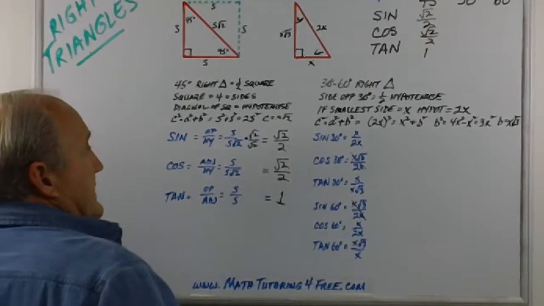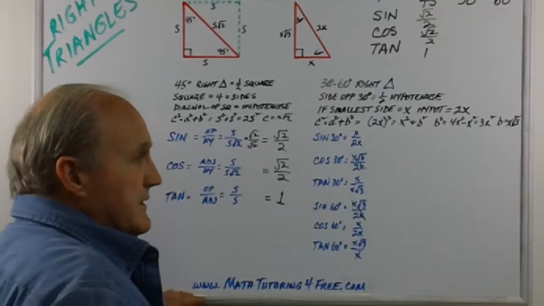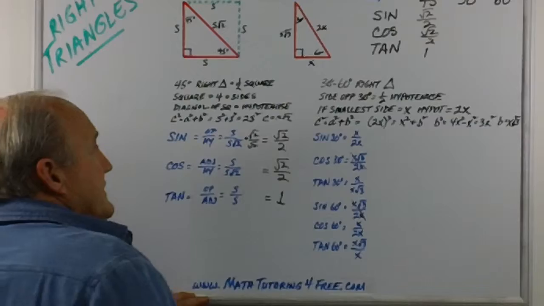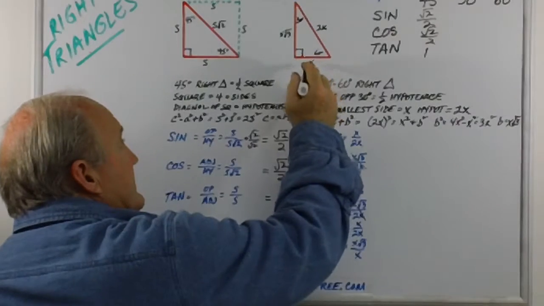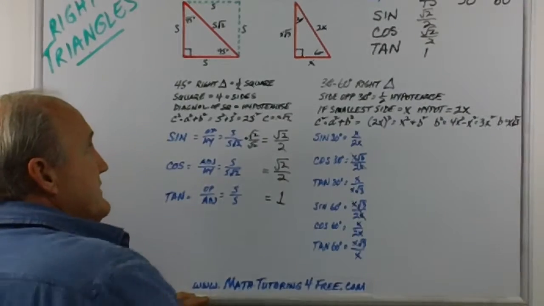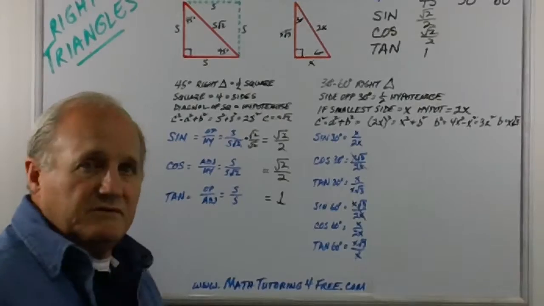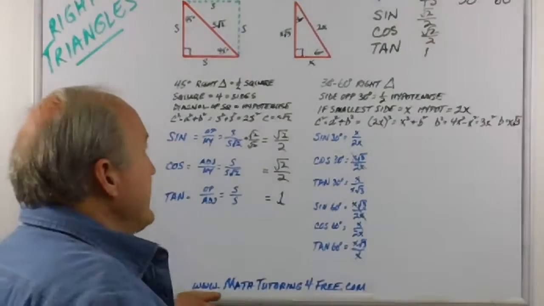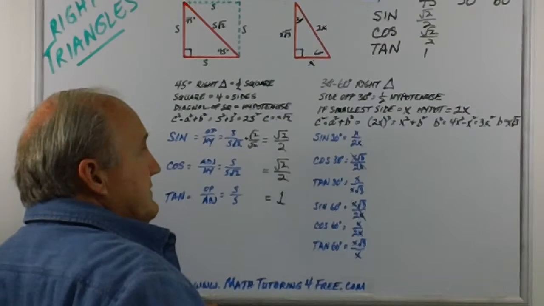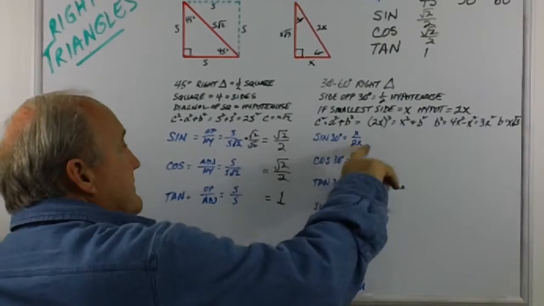By using the Pythagorean theorem, we know that the side opposite the 30 degree angle is 1/2 of the hypotenuse. So if we say the side opposite is x, then the hypotenuse would be 2x. And using the Pythagorean theorem, we find the third side as x times the square root of 3. Knowing that, let's fill in the blanks here.